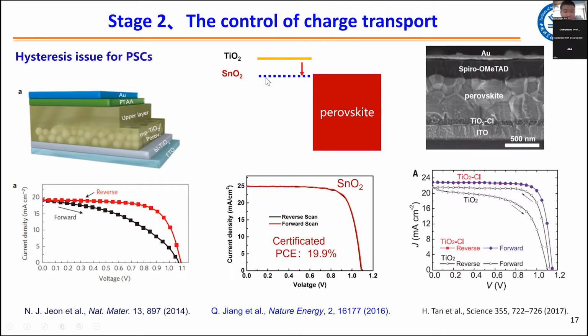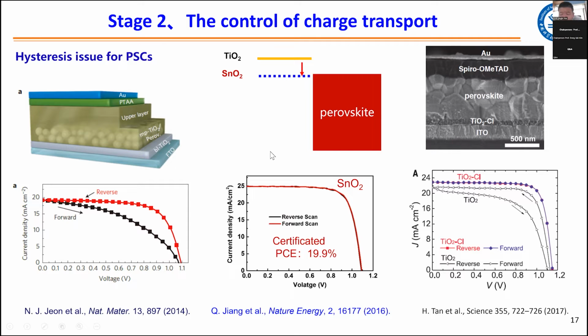So we tried to use tin oxide in perovskite solar cells. We just used commercial tin oxide nanoparticles incorporated into perovskite solar cells to replace the titanium oxide. We found the hysteresis could almost be eliminated.